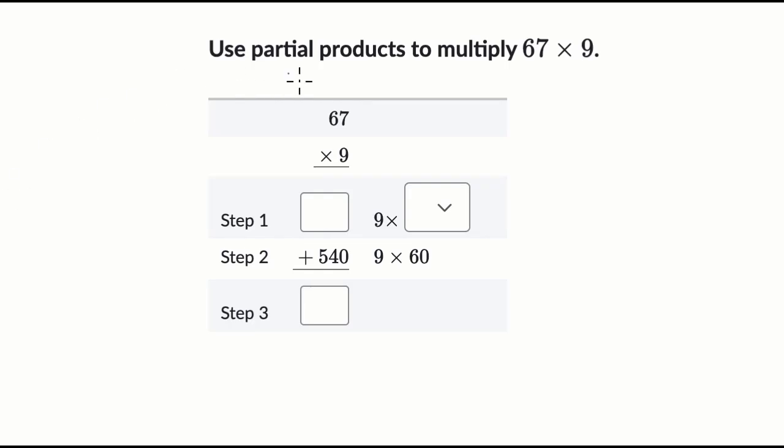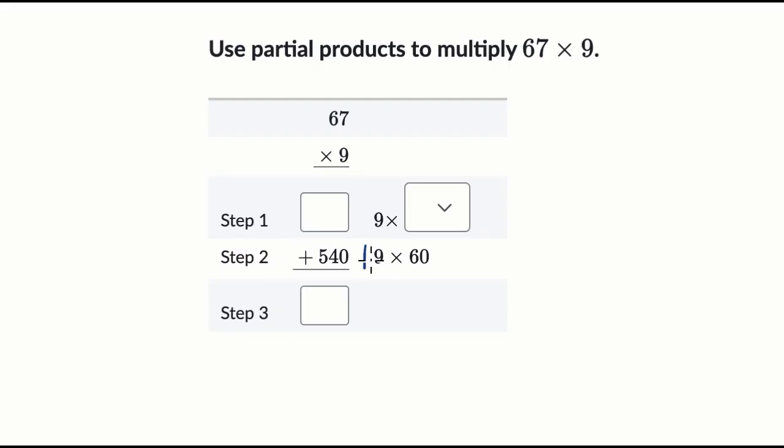We're told to use partial products to multiply 67 times 9. And so they wrote 67 times 9 here, and they broke out some of the steps. And so let's just think about what's happening. It looks like step 1, we're doing a partial product of 9 times something. And then step 2, we have another partial product of 9 times 60.